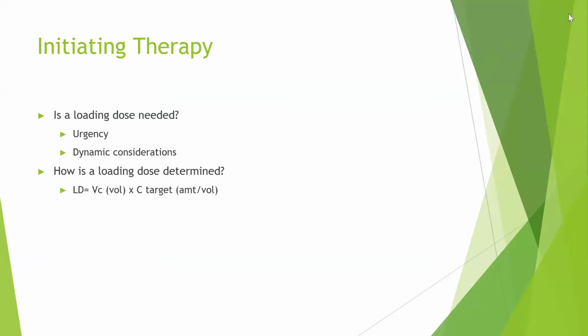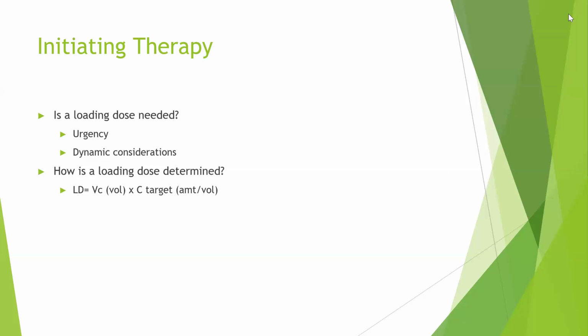Well, there's two reasons. One is if it's a very urgent situation and we have a long half-life, and we want to get into the therapeutic range right away, pronto. So let's say your patient's having a seizure, or you need to get a drug to a certain level for surgery, etc. You're going to need to give a loading dose if the half-life is relatively long. Remember, it takes 5 half-lives to get to steady state. Therefore, if your half-life is 8 hours, it's going to take 40 hours to get to steady state.